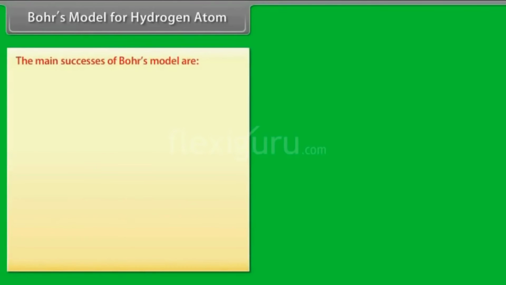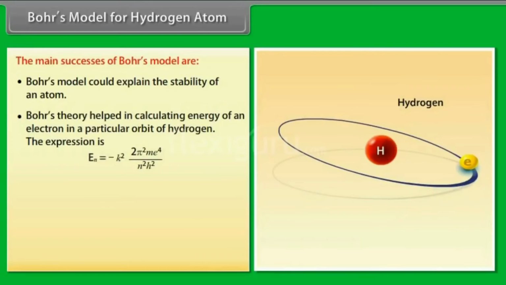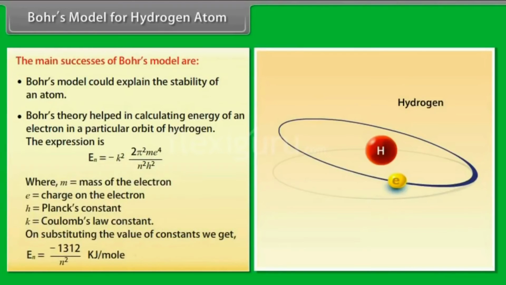The main successes of Bohr's model are: Bohr's model could explain the stability of an atom. Bohr's theory helped in calculating energy of an electron in a particular orbit of hydrogen. The expression is En is equal to minus k squared 2 pi square m e to the power 4 divided by n square into h square, where m is the mass of the electron, e is the charge of the electron, h is Planck's constant and k is the Coulomb's law constant. On substituting the values of these constants, we get En is equal to minus 1312 divided by n square kJ per mole.